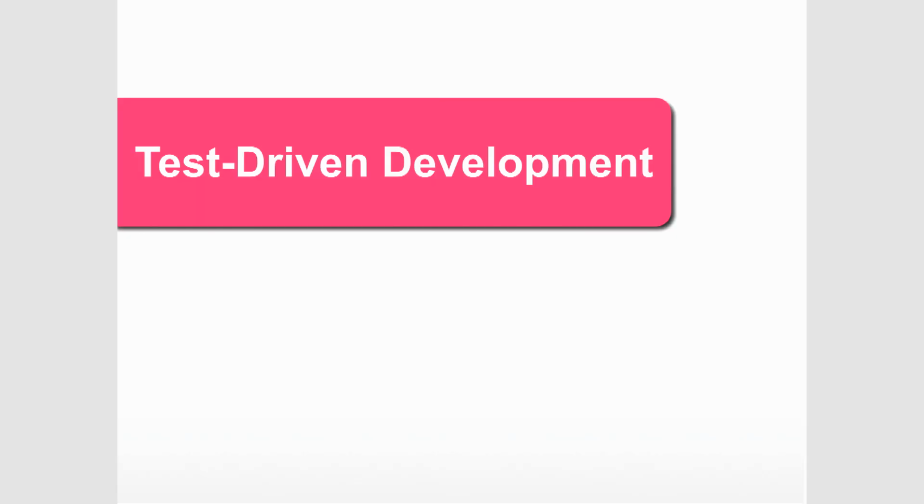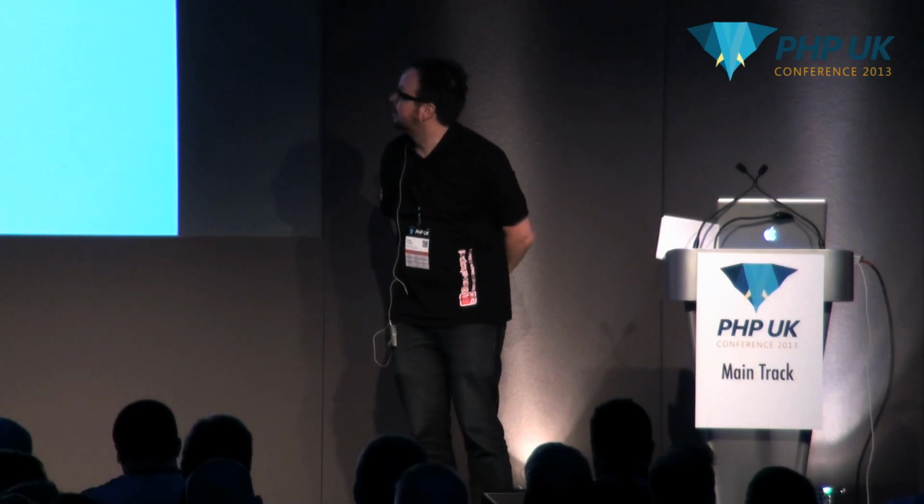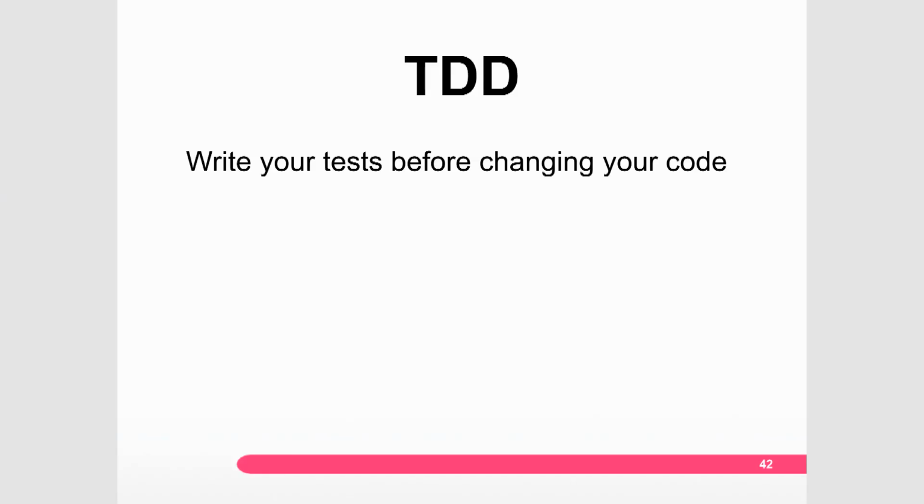So test-driven development is something that's widely regarded as a good idea. And it basically comes down to writing your tests before you change your code. So instead of first writing your code and then finally at the end writing a test, it's a good idea to actually start by writing tests.